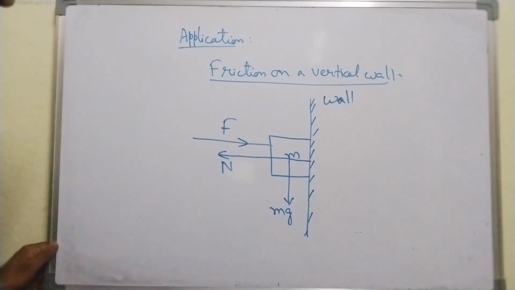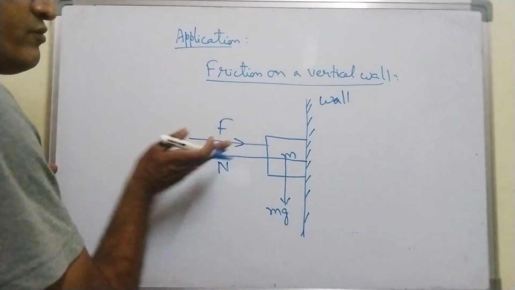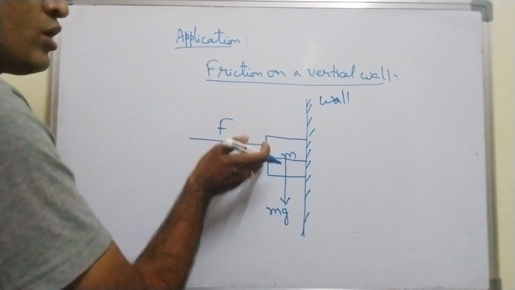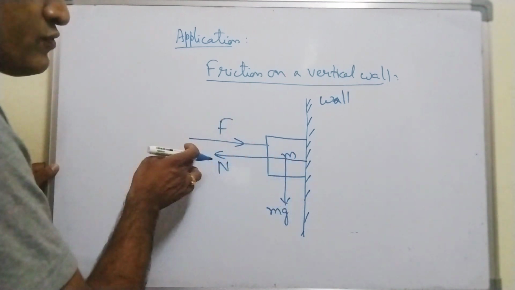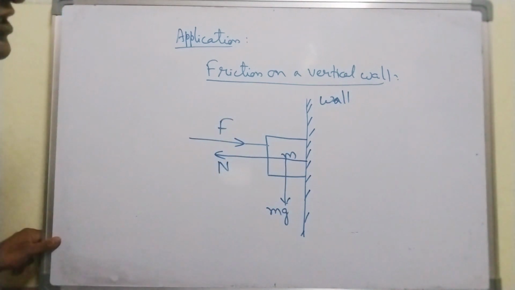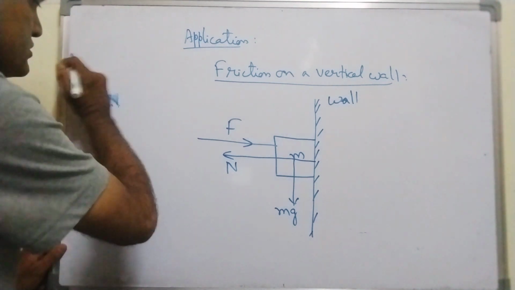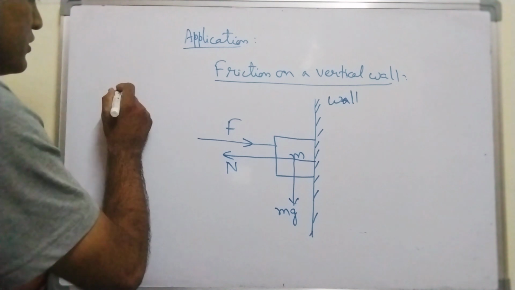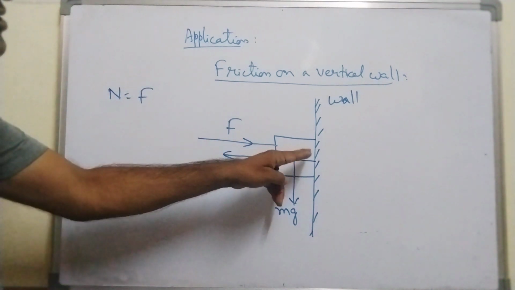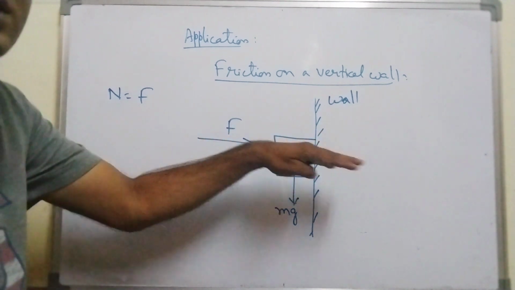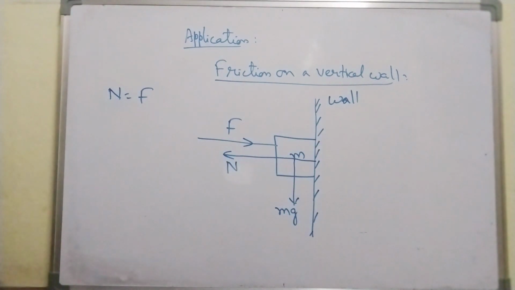Case 1 is like this. Okay, now you tell me, when I push the block by means of an external force F, the normal force is acting in the opposite direction. So can I say that the normal force is equal to the applied force? Because the block is at rest in the horizontal direction.